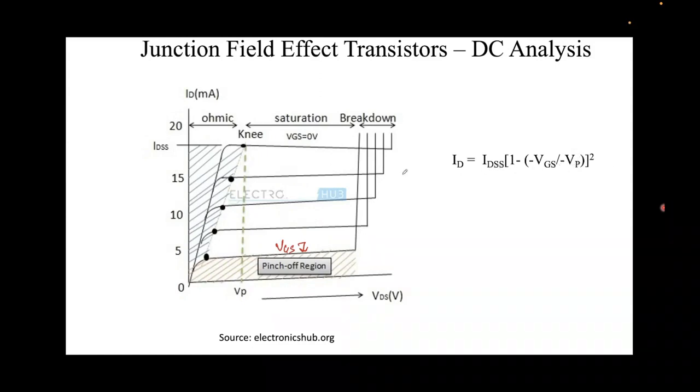And obviously IDSS is, when VGS is equal to 0, what is the current? So this is a good metric which is provided in the data sheet. This is also in the problems, you will know this. So ID is IDSS times (1 minus VGS over VP) whole square. So this is the formula which we use to arrive at the current in the saturation condition.